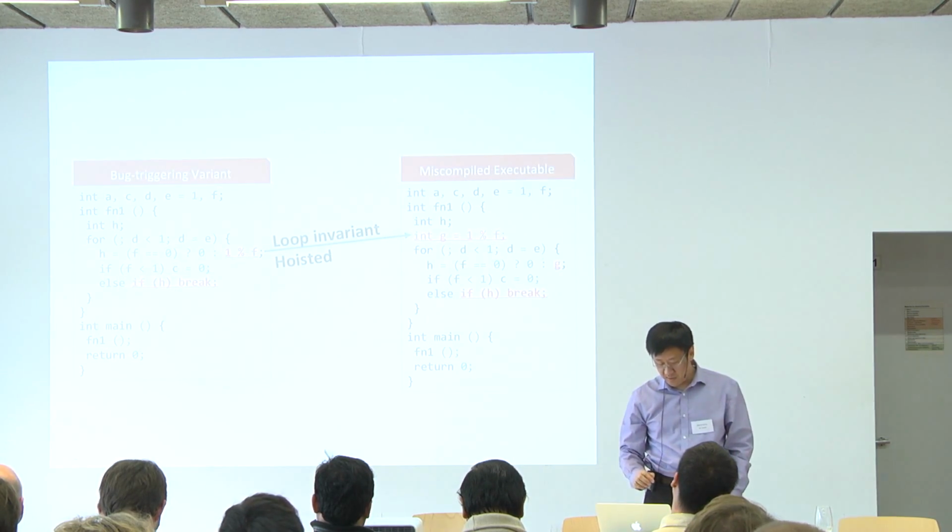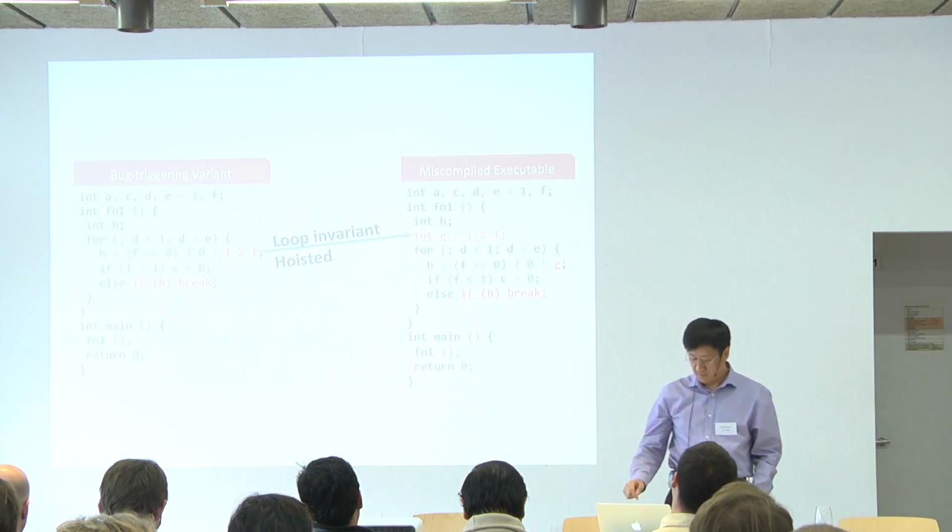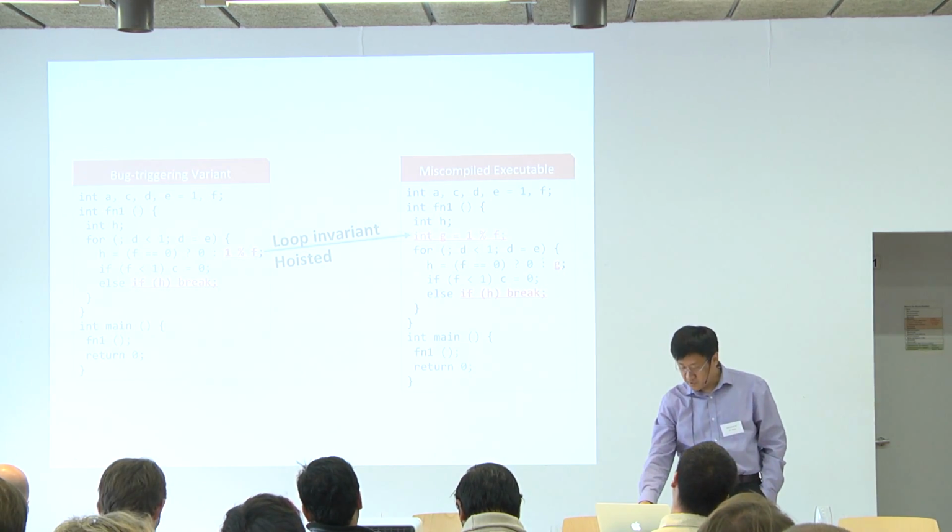And this bug, again, is related to that GCC one. It's to do with loop invariant hoisting. Let me not spend too much time on that.